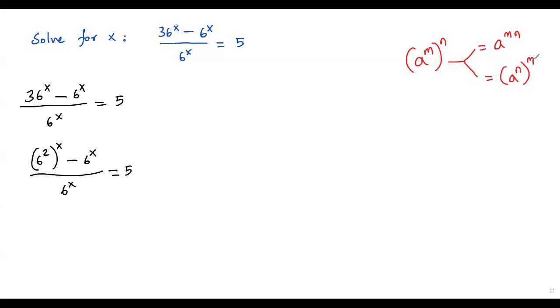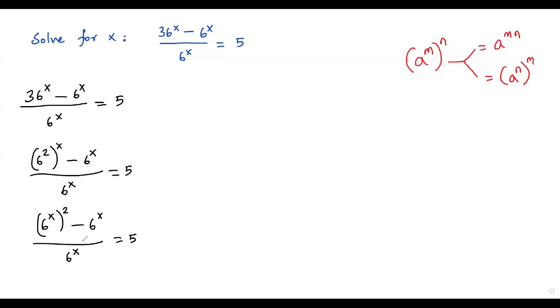Now I'm going to follow the second way here, that is, I'm going to switch these two exponents 2 and x. When I do so, what will I get? I'll get (6^x)^2 - 6^x over 6^x equals 5. Here we have 6^x appearing in every term.